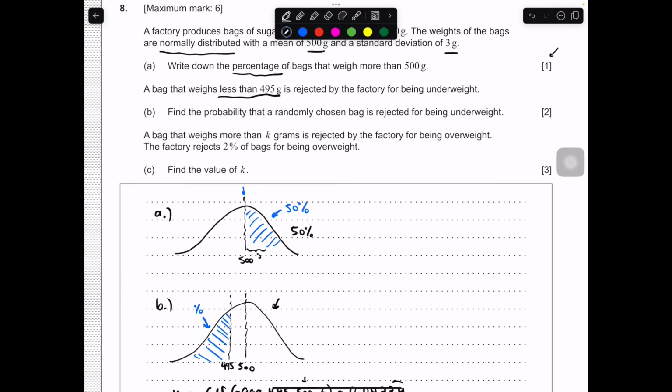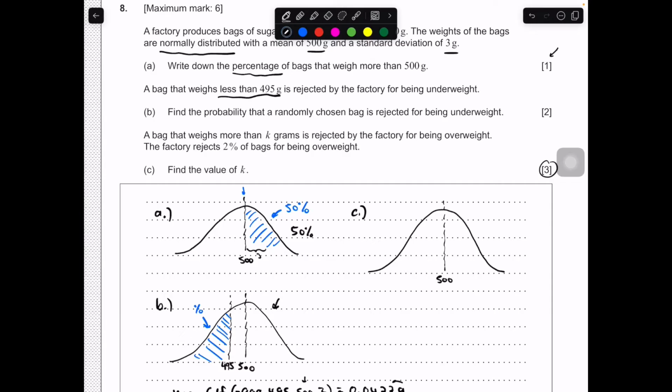Okay, part C. A bag that weighs more than k grams is rejected by the factory for being overweight. The factory rejects 2% of bags for being overweight. Find the value of k. This is a 3-mark question, a little more challenging here. Same idea. I think it's always a good idea to draw a graph, just because it helps scaffold things, as far as I see it at least.